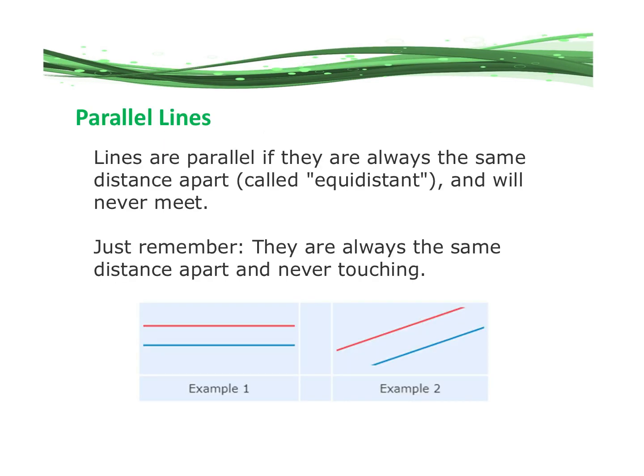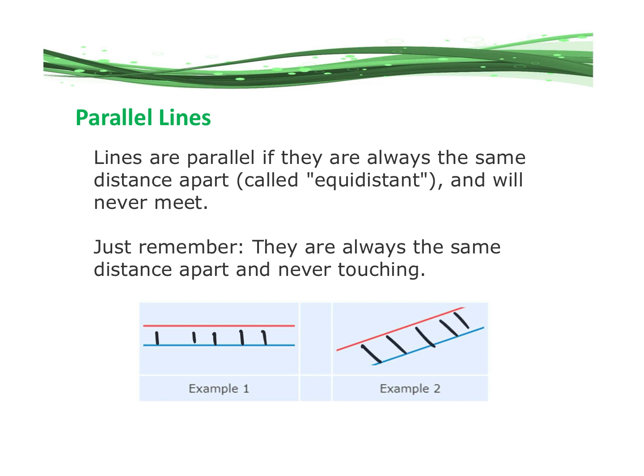So parallel lines. Our lines are parallel if they're always the same distance apart, called equidistance, and will never meet. Just remember, they're always the same distance apart and never touching. So if I were to find the distance anywhere between this line right here, it would all be the same, as well as if I do it here, it would all be the same.